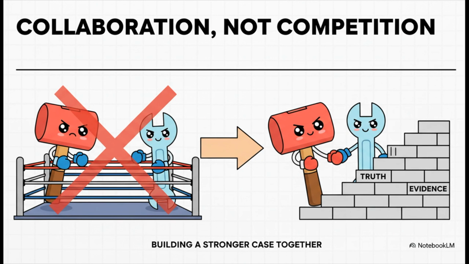So it turns out the whole tool war idea was maybe the wrong way to look at it all along. It's not about which tool wins, it's about how they can all work together. The real secret to finding the truth is using these different tools to validate and verify each other's findings, building a case that's as close to bulletproof as you can possibly get.